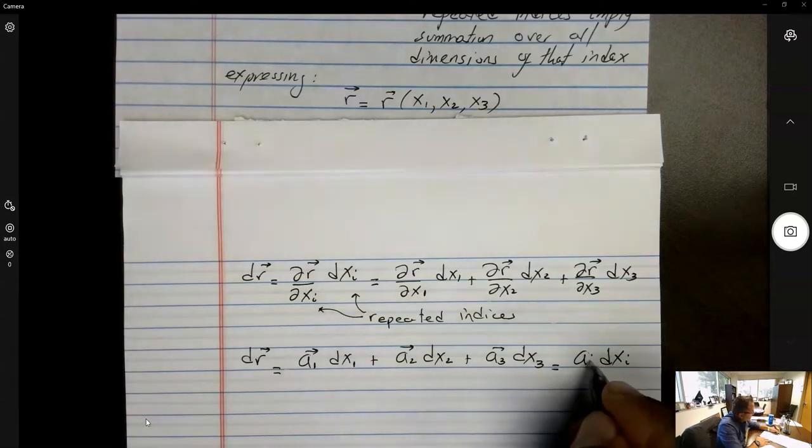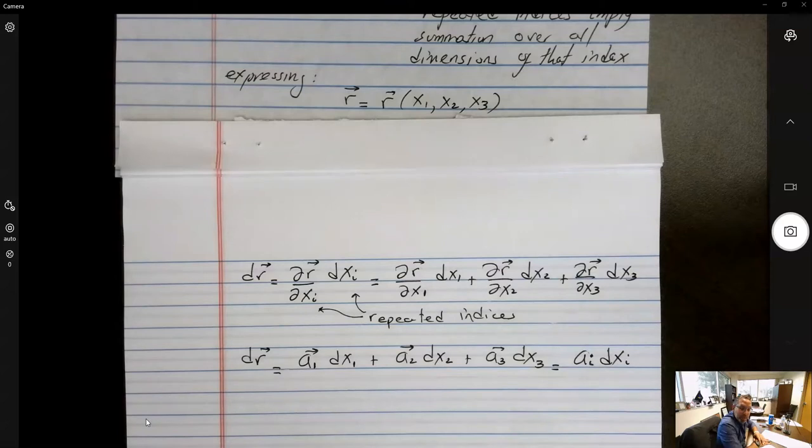Also, the fact that there's an i attached to a parameter like a implies that that parameter is a vector, right? So we don't have to write the arrow. Same thing for dx. dx is a vector, and we don't have to write the arrow.